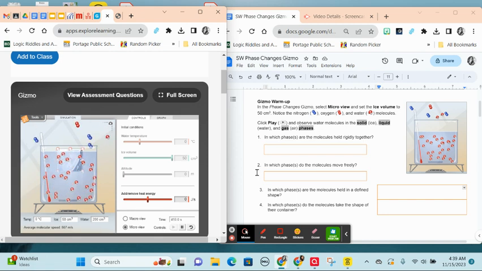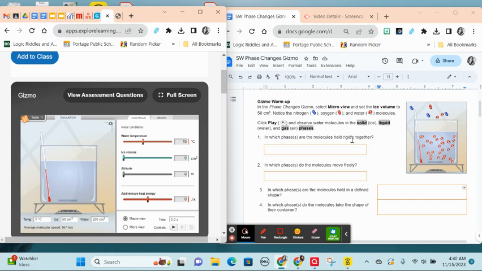Now it says to click reset and select micro or macro view. For activity A, we're going to take a look at the macro view, so not the molecules. We'll set the water temperature to 10 and our ice volume to 0. There we go, ice to 0, water temperature to 10. So I think we're all set.